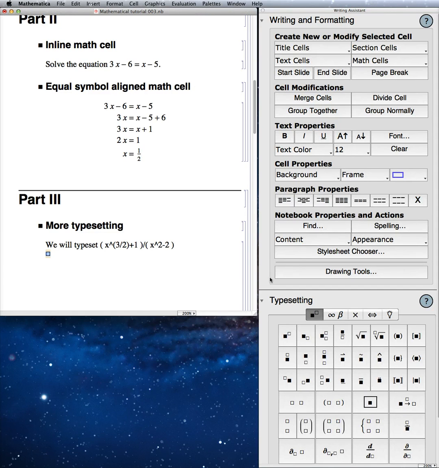So I'll go back to my writing assistant palette and select from the typesetting area the icon that represents a fraction. So I'll start typing the numerator, but the numerator involves x to a power, so I'll select the icon that represents a superscript. So I'll type the letter x, tab to get to the superscript, and I'll type 3/2. Use the right arrow key to move out of the superscript and type +1, and then tab to go to the denominator.